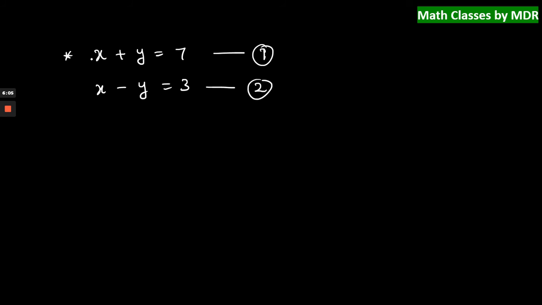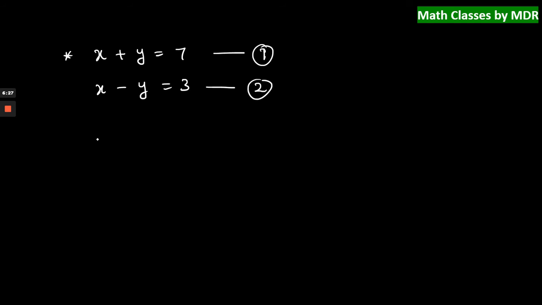What are the values we have here before x? Here we have 1 into x. The y coefficient is also 1, the x coefficient is also 1, and the y coefficient is also 1 here. So all the coefficients are the same. So now we can eliminate either x or y here because the x coefficients are equal and the y coefficients are also equal. So we can eliminate.